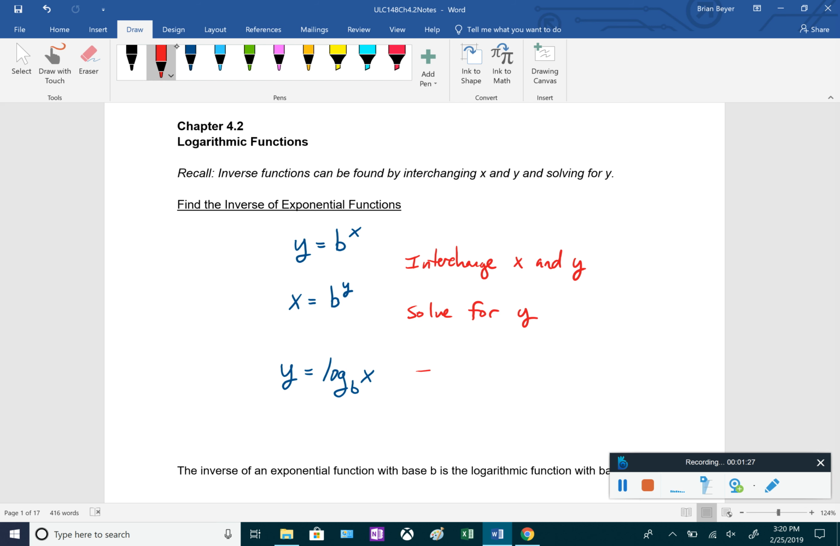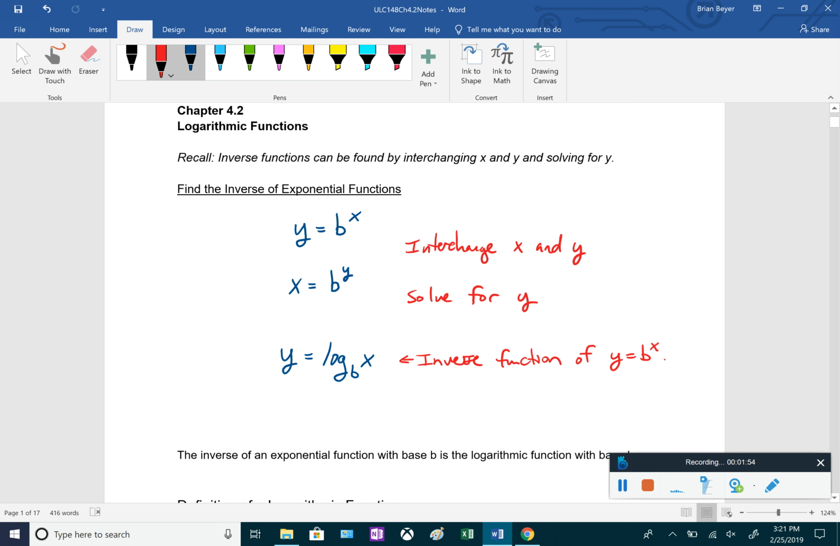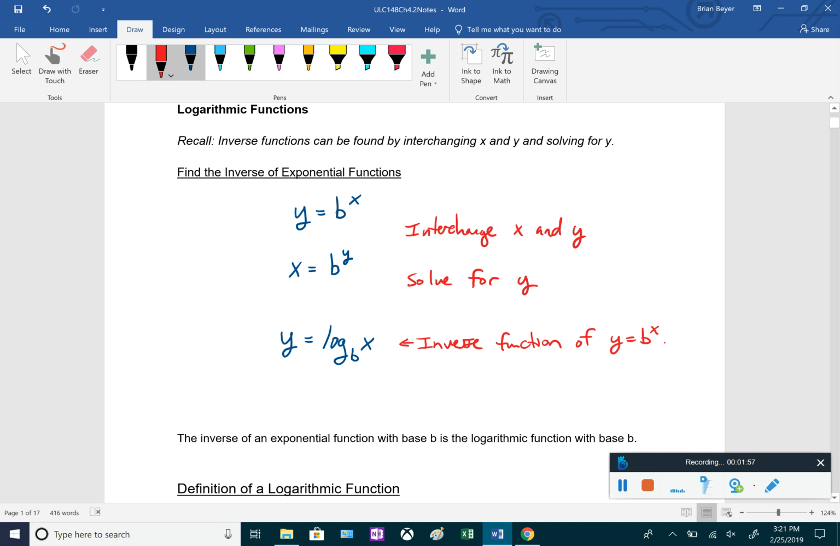And this is the inverse function of y equals b to the x. We already knew that exponential functions y equals b to the x were one-to-one functions, meaning they have an inverse function, and the logarithmic function is the inverse function of the exponential functions. So the inverse of an exponential with base b is the logarithmic function with the same base b. I'm just going to write down how we read this because it is important. It's log base b of x.